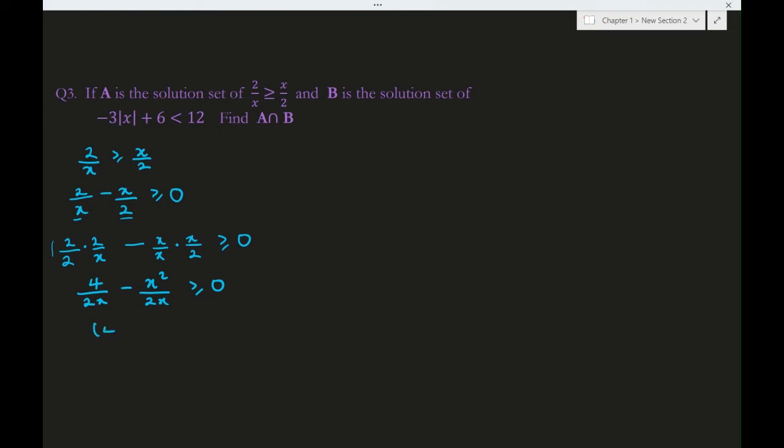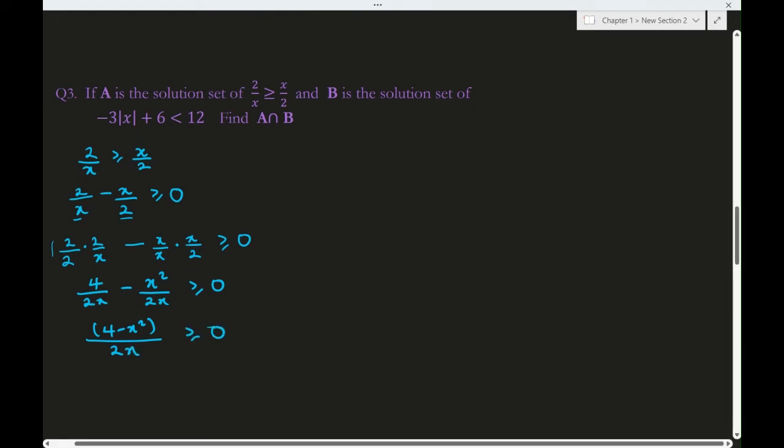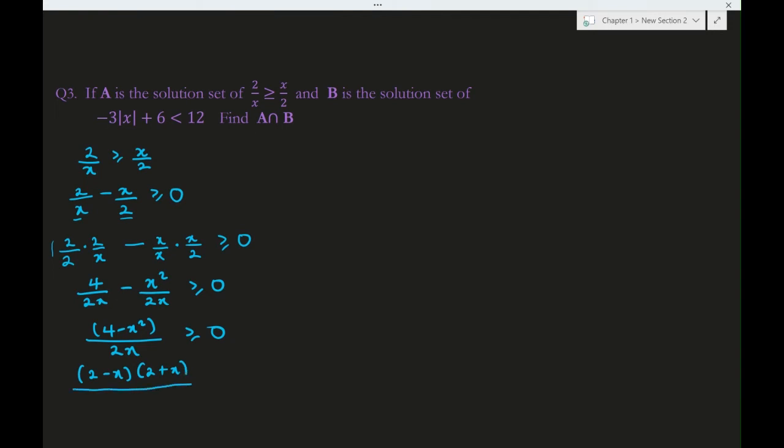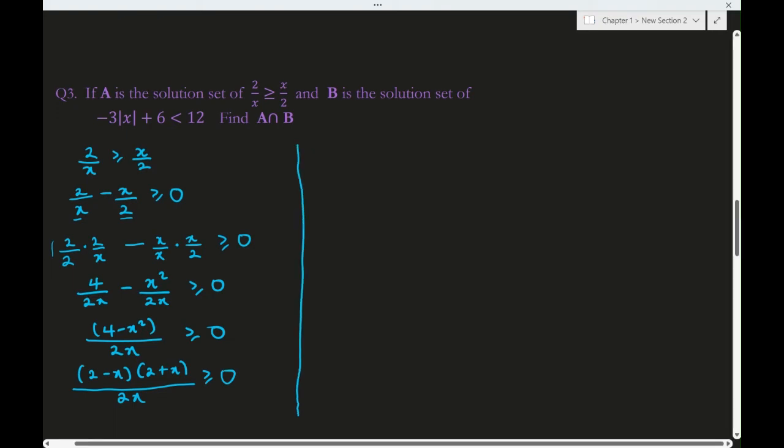Now we can put them together, so this is 4 minus x squared over 2x, since the denominators are the same. Now we can factor this as a difference of squares: (2 minus x)(2 plus x) over 2x, greater than or equal to 0. This is still a rational inequality, so from here we can get our critical values.